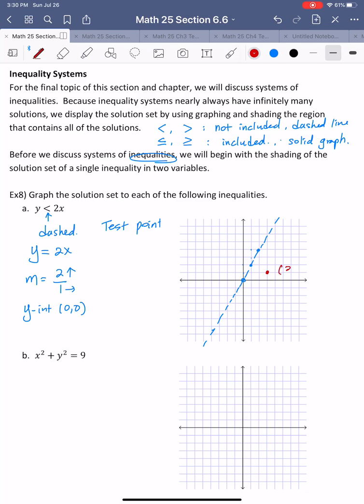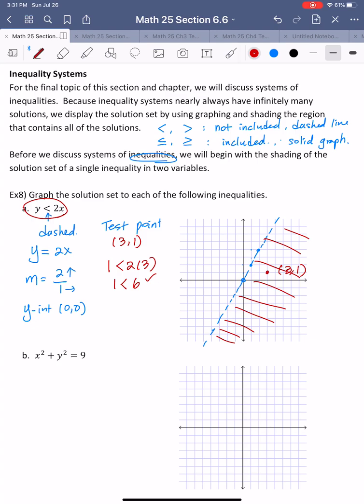Isn't it 3 and 1, right? So I'm going to use this. You can choose any point you want, but 0, 0 or any point on the line is not good. Plug it into your original inequality, which is this one. So y is 1, 2 times 3. 1 is less than 6. It is true, right? 1 is less than 6, which means 3 and 1 is a solution, which means whatever point you pick from that region will be a solution. So you have to shade the place where 3 and 1 is.